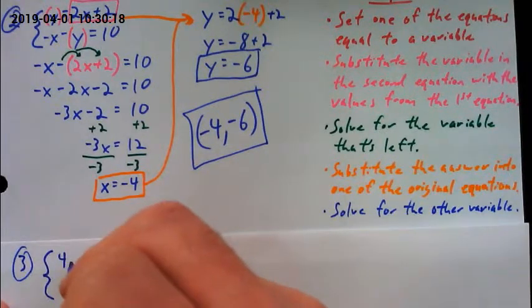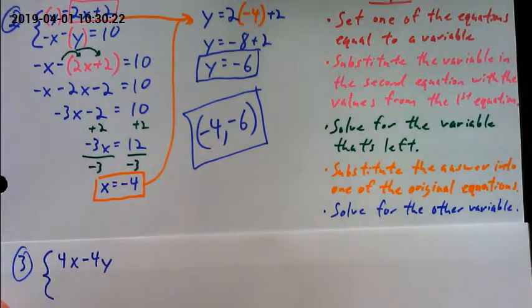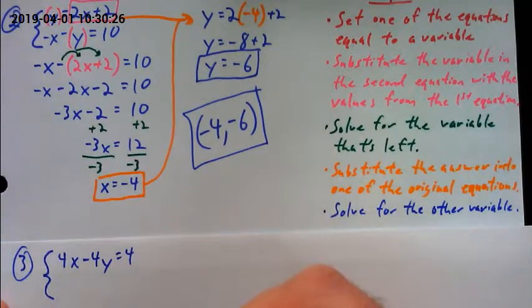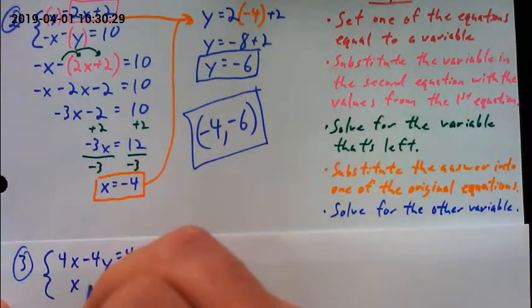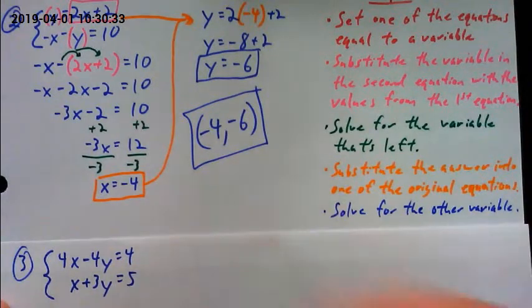We've got 4x minus 4y equals 4. And the second equation will be x plus 3y equals 5.